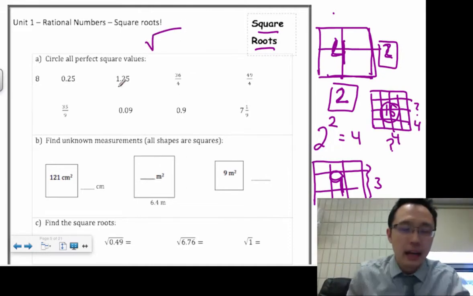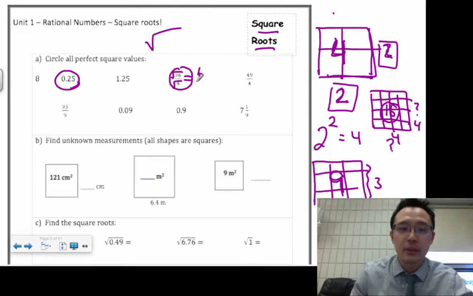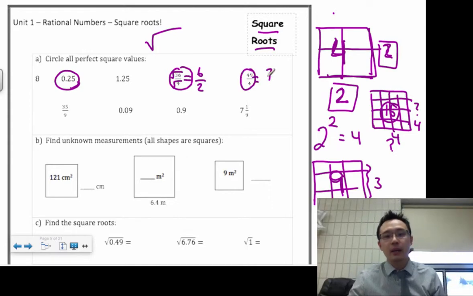So punch it in, and you can notice that this one is going to be 1. This one is going to be 1, because if you have fractions, you take the square root of the top and bottom. Square root of 36 is 6. Square root of 4 is 2. That works. I think this is 49, so this one works too. So it would be 7 over 2.